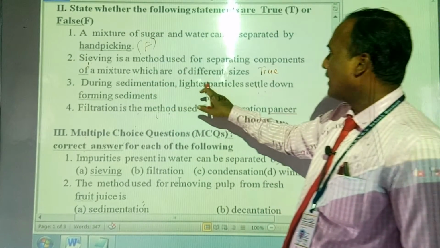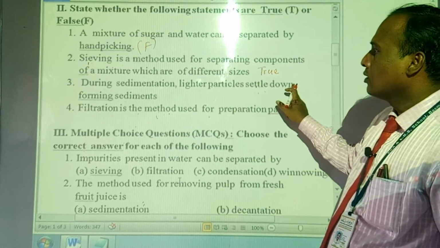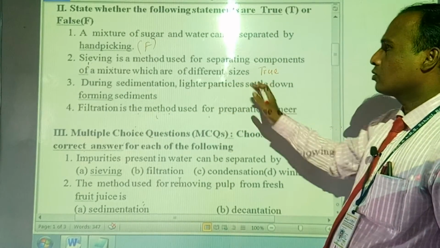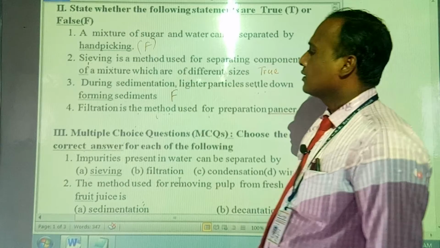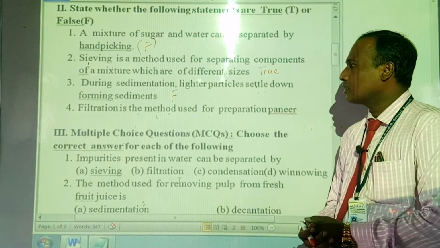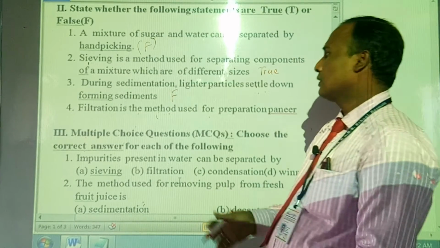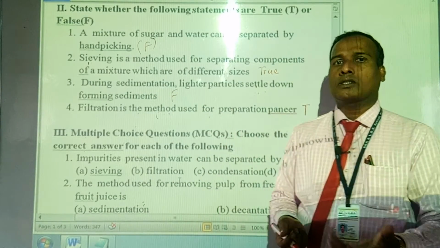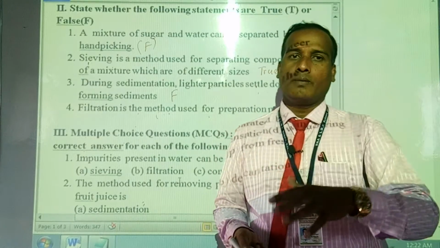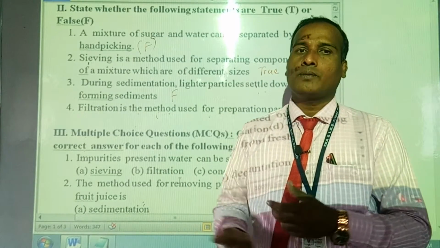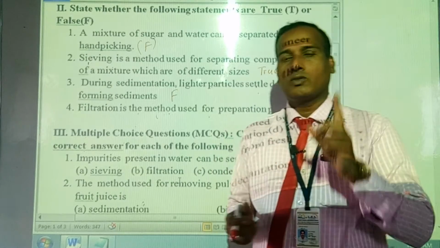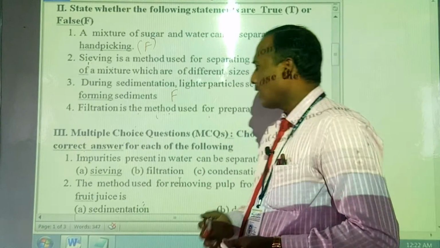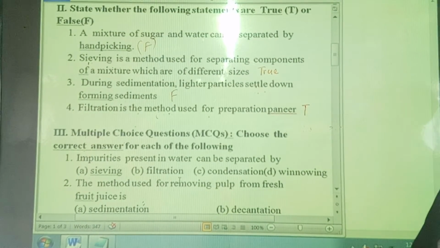During sedimentation, lighter particles settle down, forming sediment. The lighter particles settle down, so it is a false statement. Next, fourth question. Filtration is a method used for the separation of paneer. Yes, it is true, because whenever we make paneer, we have to filter by cloth or by filter paper. Filtration is one of the methods. Okay, filtration.